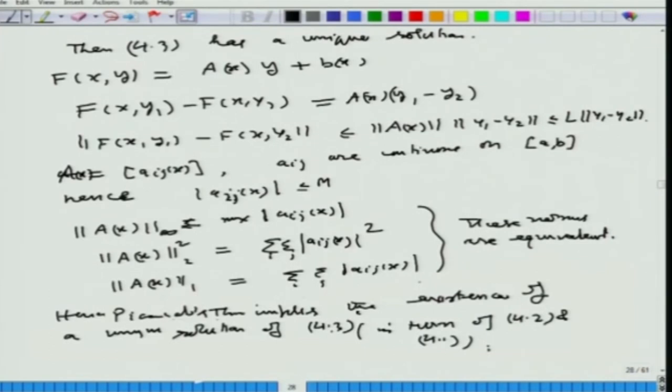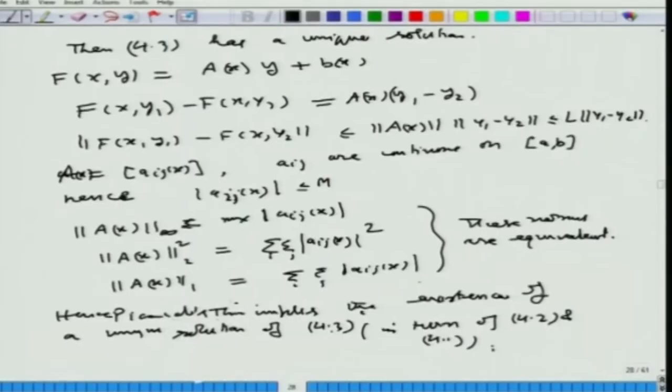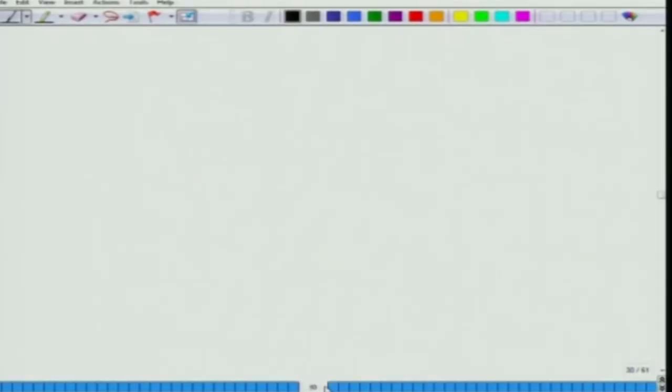We need to verify only that the coefficients are continuous functions, and the right hand side, the non-homogeneous function, is continuous on the given interval, and we will have the existence of an initial value solution starting at any point lying in the interval. So, next we have these functions.